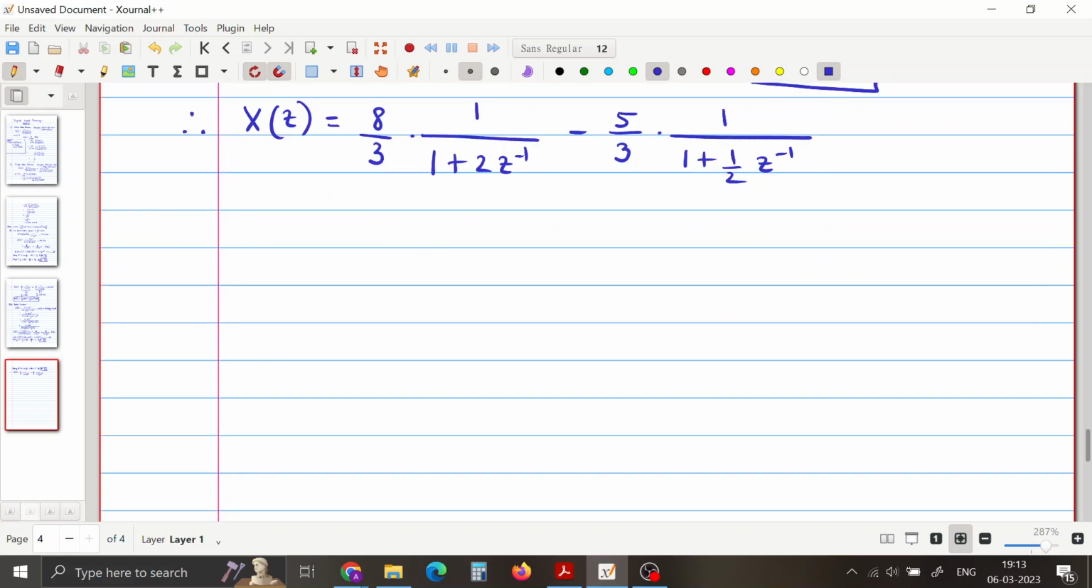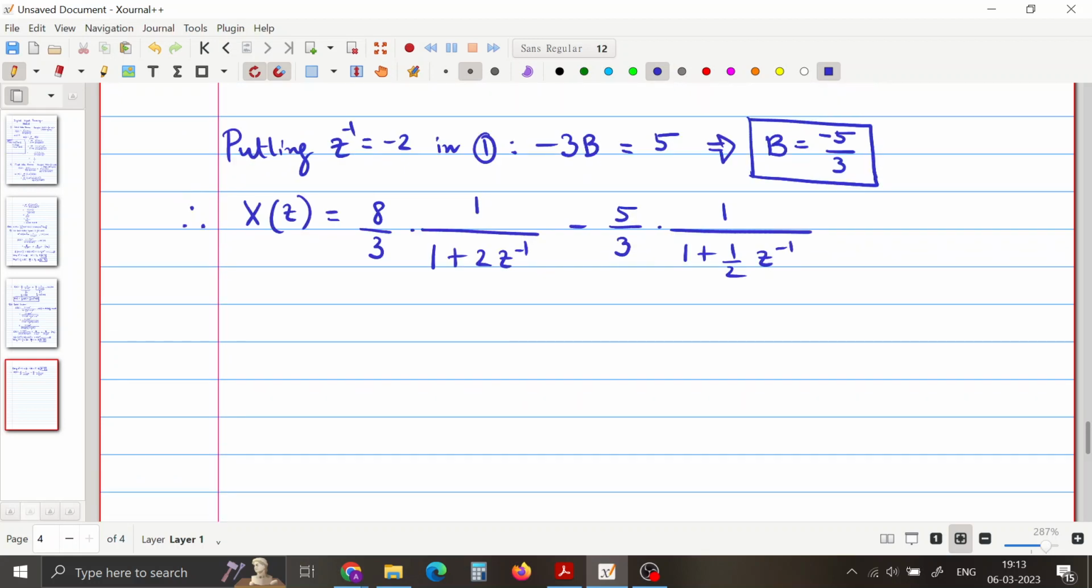Now here we know that the ROC is governed by the pole locations. The ROC is bounded by the poles. So here, if you observe these two terms, the pole locations are at, the first pole is at z equals to minus 2, right? And the second pole is at z equals to minus half. So pole locations at z equals to minus 2 and z equals to minus half.